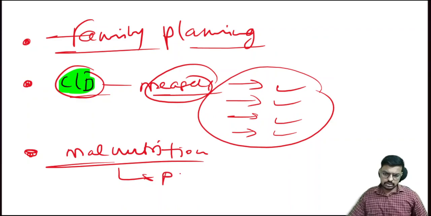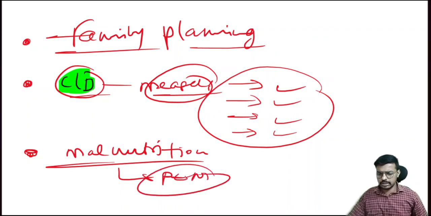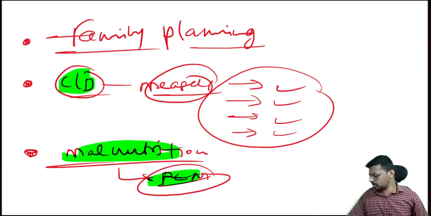Here, the protein energy malnutrition. This one comes in pediatrics also and in community also, so wherever you want you can revise. Okay. So micronutrient and macronutrient malnutrition is important from the community side, right? So these are the hot topics from the community.